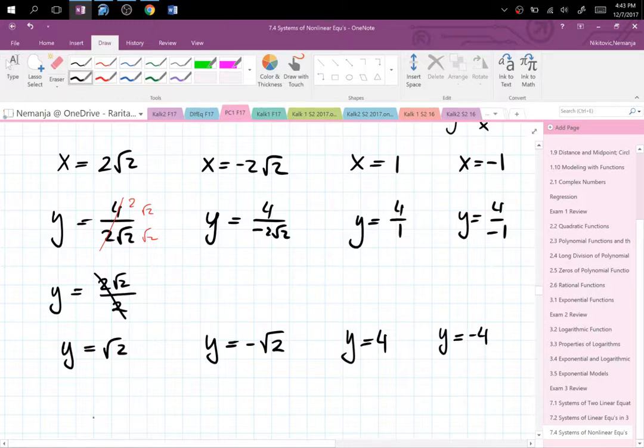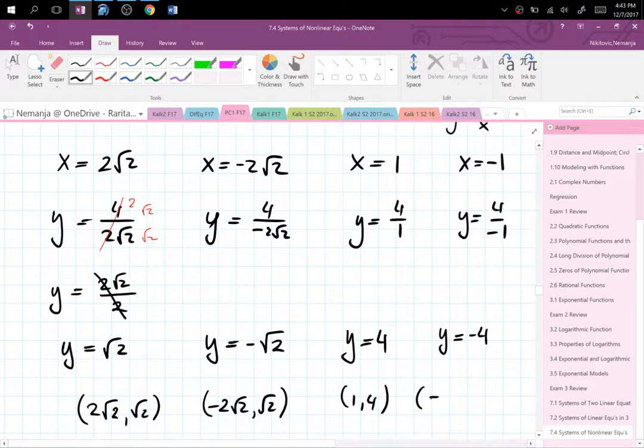So what are the points? 2 root 2, root 2; negative 2 root 2, negative root 2; 1, 4; and negative 1, negative 4. Four solutions.